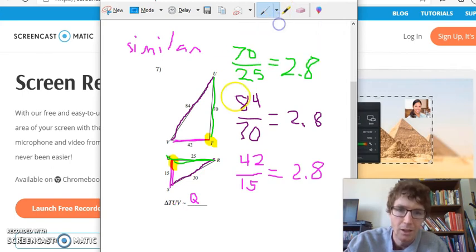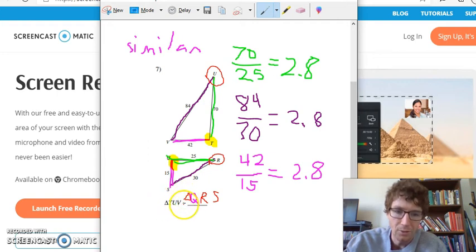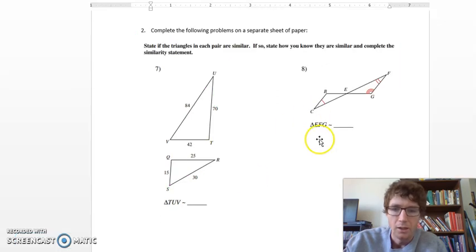What does U match? U is right here, and the smallest angle is R here. So Q, R, and the last one is V, which would be S. So QRS. Oh, and I should have put a little triangle symbol in there. But triangle TUV is similar, that's what this little symbol means, to triangle QRS. Okay, so I just went over number 7. I'm going to go over number 8 as well, just so you guys see that.